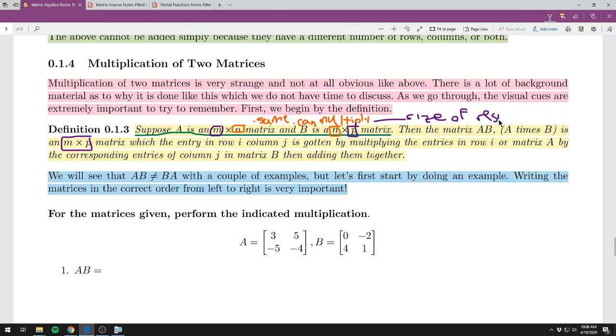The resulting multiplication is the matrix in which the entry in row i and column j is gotten by multiplying the entries in row i of matrix A by the corresponding entries of column j in matrix B, then adding them together. Like I mentioned before, it's pretty complicated to put in words. You'll see how we do it.